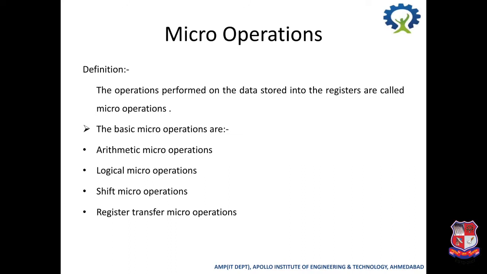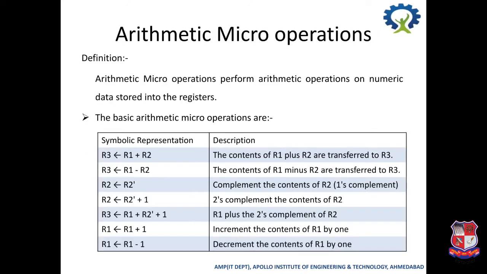Okay. In today's lecture, we will see arithmetic micro operations in depth. First of all, what is an arithmetic micro operation? An arithmetic micro operation performs an arithmetic operation on numeric data stored in the register. There are basically 7 arithmetic micro operations. All are listed here. First is the addition operation.